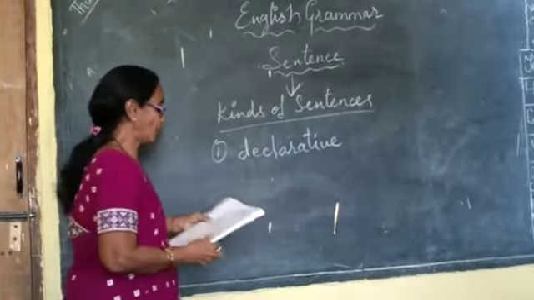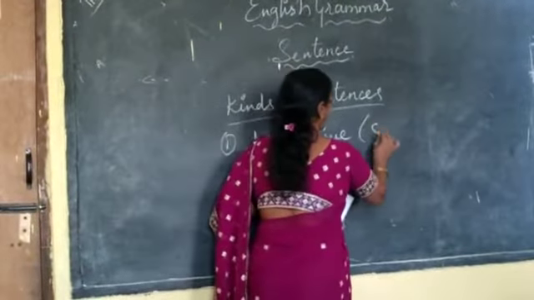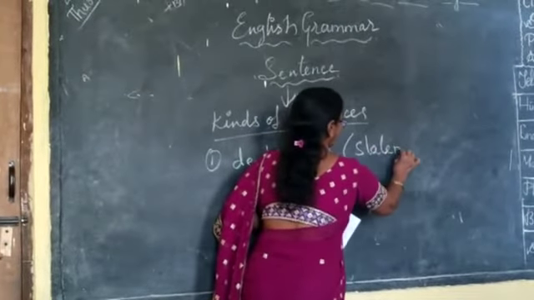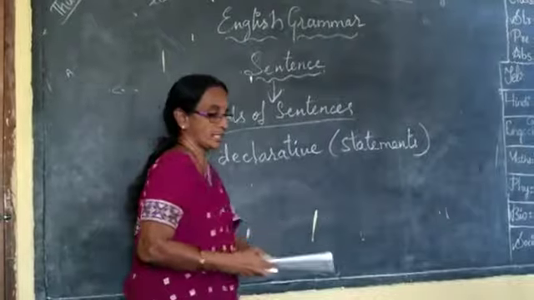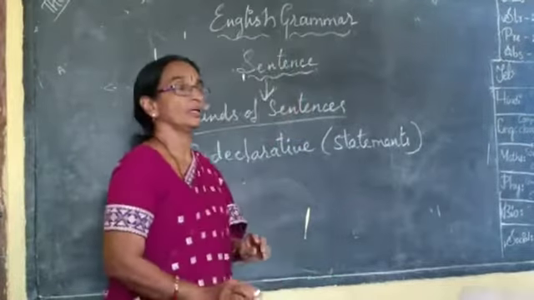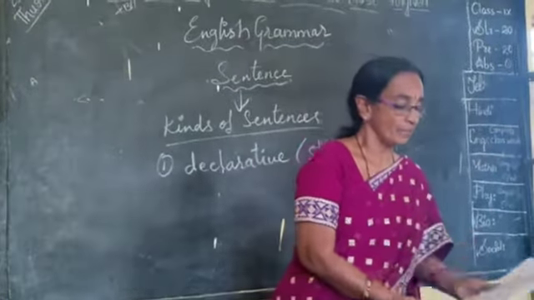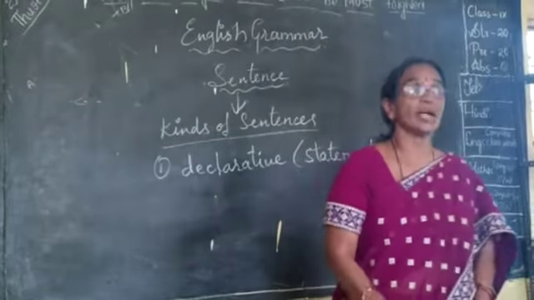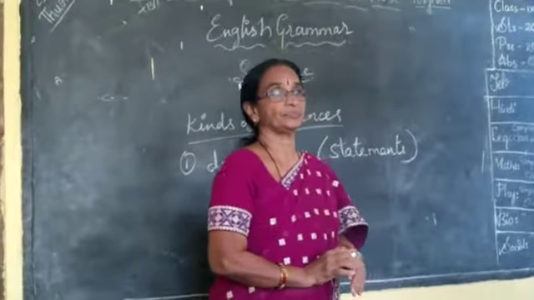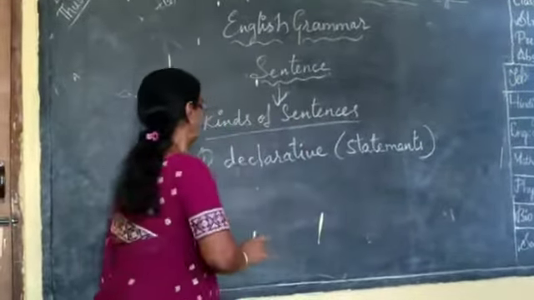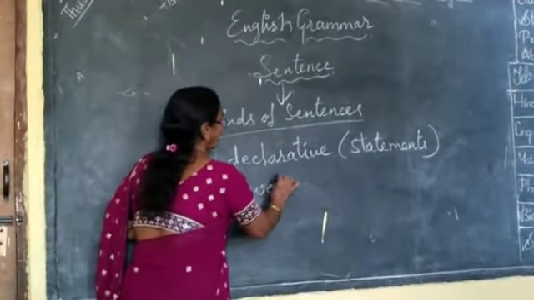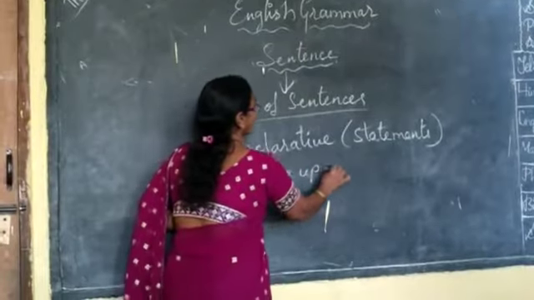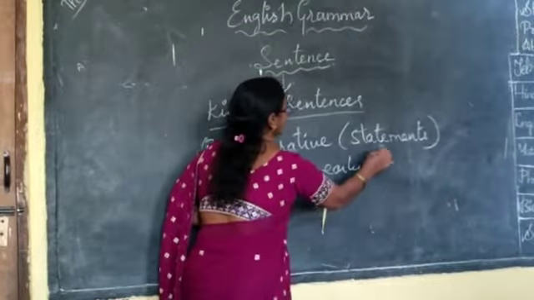Now, first one is declarative. What is declarative? It is a statement. Now what is a statement? Statement is, for example, we can take I woke up early. I woke up early. Okay. For example, I woke up early.